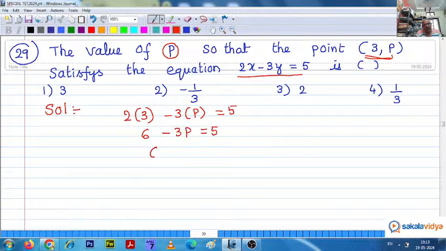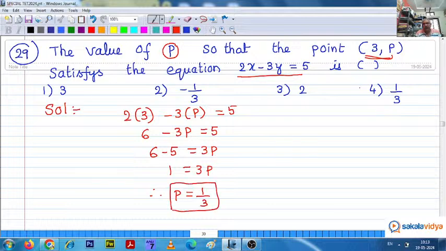Now bring 5 this side. 6 minus 5 is equal to 3P. So 1 is equal to 3P. Therefore P is equal to 1 upon 3. So our answer is 1/3. So 1/3 means fourth option is the right option. Okay, all of you check your options and also your solutions also.